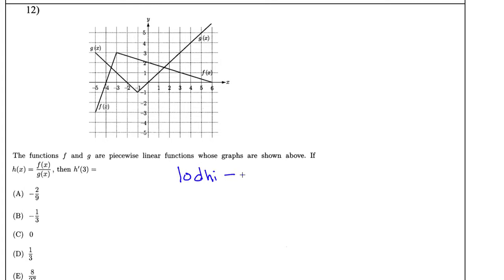There it is. Low d high minus high d low, all over low low. All right, so it's going to really help us if we know what the derivative of all of these things are. So when I'm plugging in 3, let's come back up here. I'm going to switch gears. What is f of 3? And then what is f prime of 3?